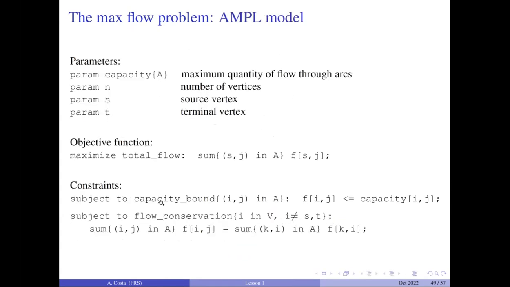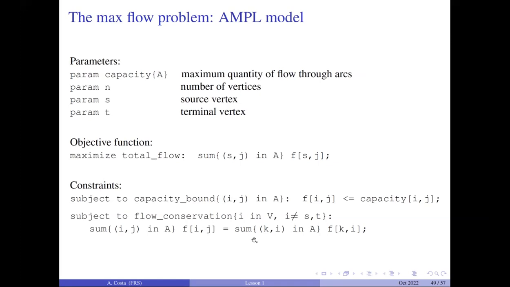What is the set of constraints? The number one is that we cannot send through each arc a flow that is exceeding the capacity. And the second one is the flow conservation. It is basically representing the concept I just highlighted, that the flow cannot be generated from nowhere. For every node that is not the source or the terminal, the sum of the flow entering the node must be equal to the sum of the flow going out from the node.